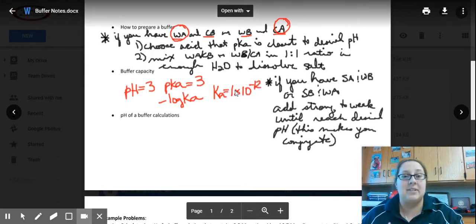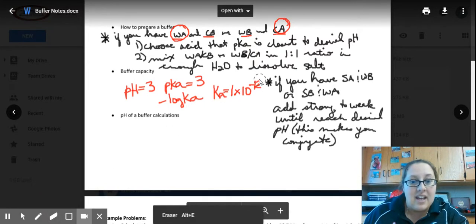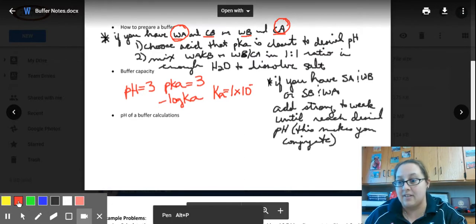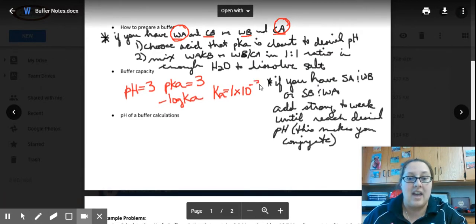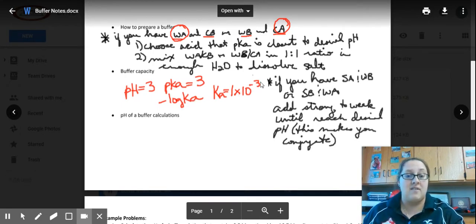Okay, my language. It's not 1 times 10 to the negative 12. I was thinking about the next one that I was going to give you. It is 1 times 10 to the negative 3 that we want. Okay, so Ka, I want it to be 1 times 10 to the negative 3, because if I take the negative log of this number, my pKa will be 3.